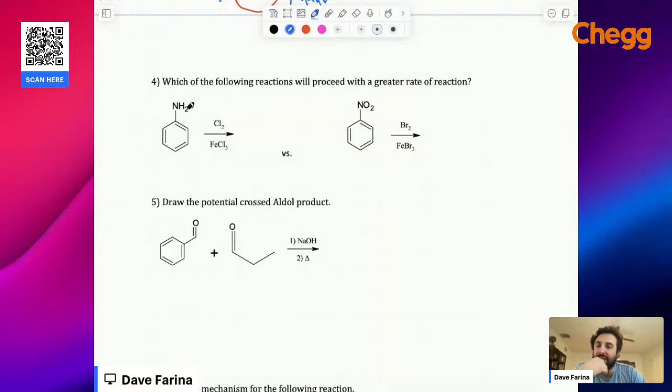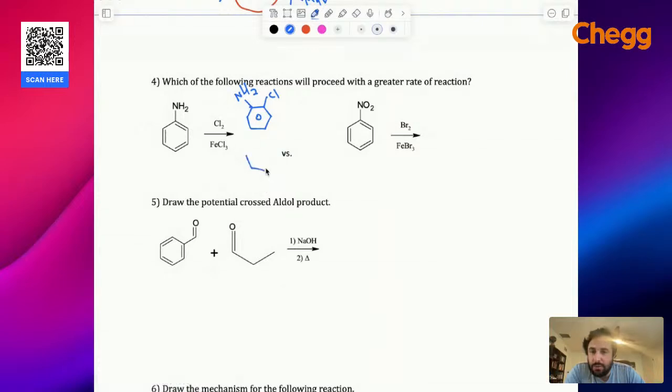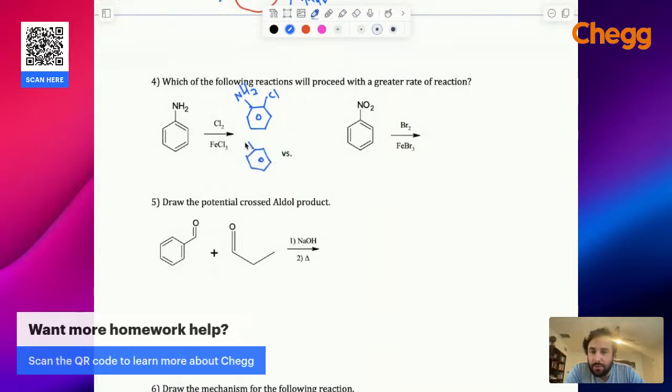And we know that an amino group is an electron donating group. Therefore, it is an ortho-para directing group. So we are going to get two products. Whoops, not NH3, NH2. We're going to get the ortho product, and the para product. So there's your ortho, there's your para. And once again, that is because this is ortho-para directing.